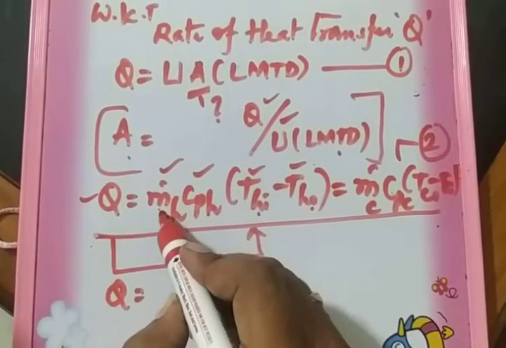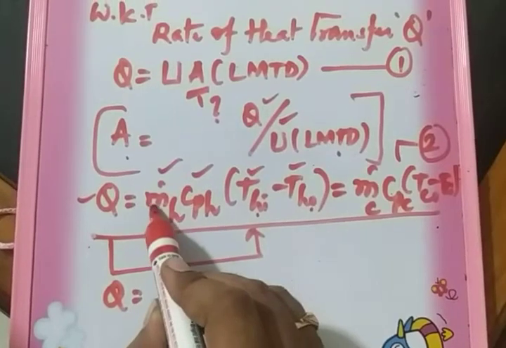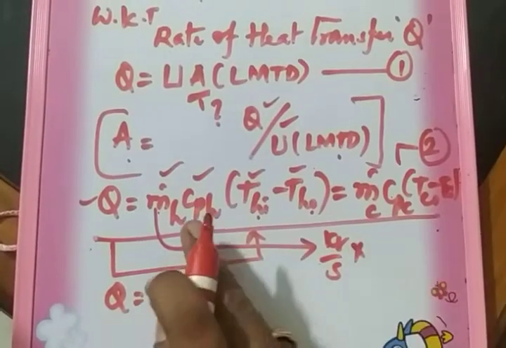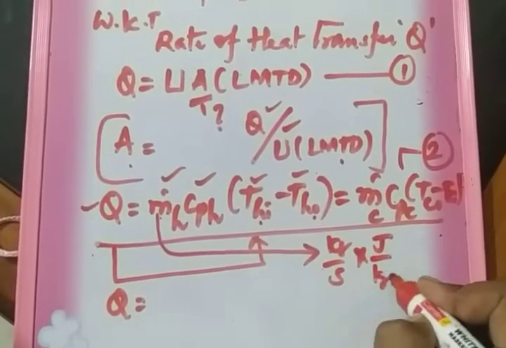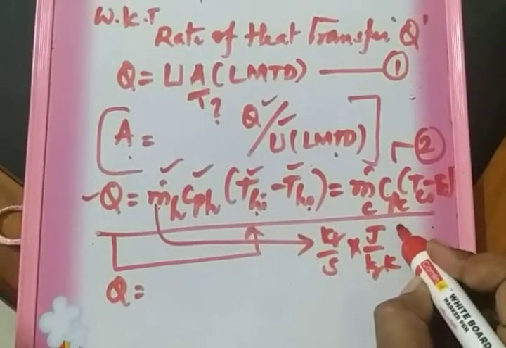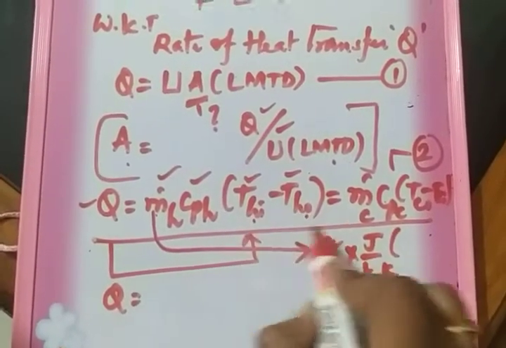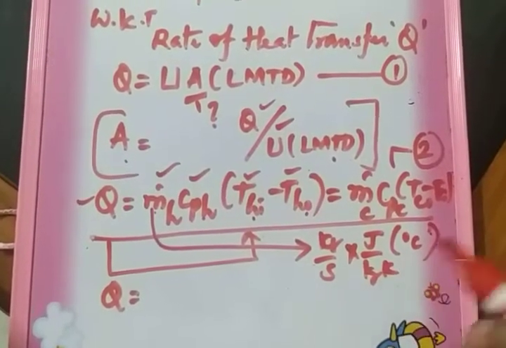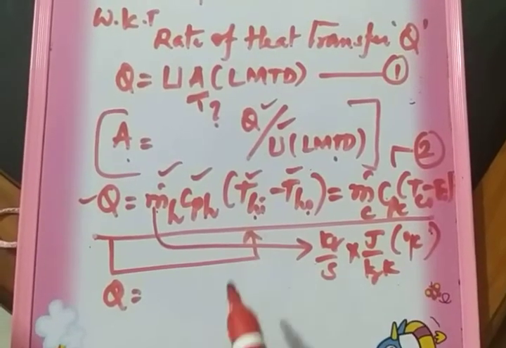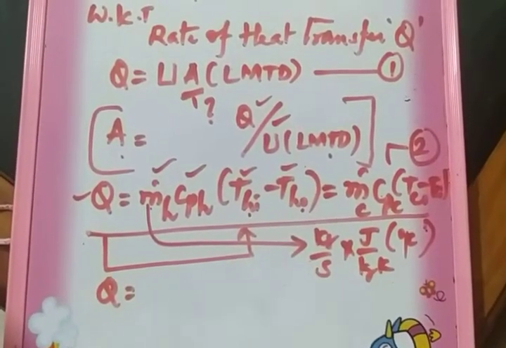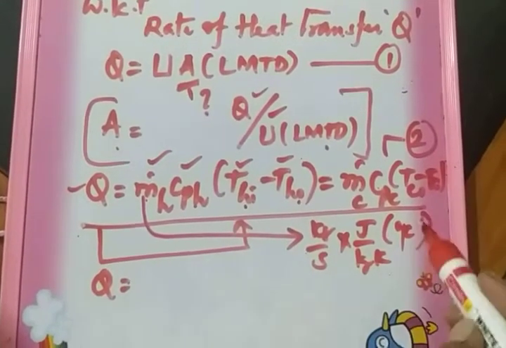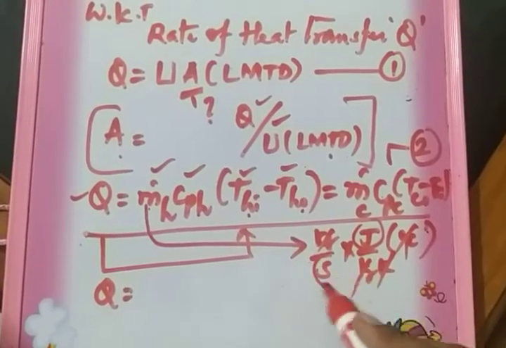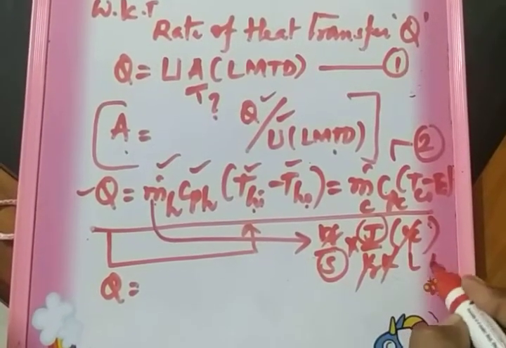Let me tell you the units. This m dot H has a unit of kg per second, multiplied by CPH, which has a unit of joules per kg Kelvin, or degree Celsius you can consider, and THI minus THO are temperatures. They can be expressed in degree Celsius or Kelvin, that doesn't matter. Let me write Kelvin. You can keep the values in degree Celsius also. If you do that, Kelvin or degree Celsius cancels, kg cancels. You are going to get the answer as joules per second, which is a watt.